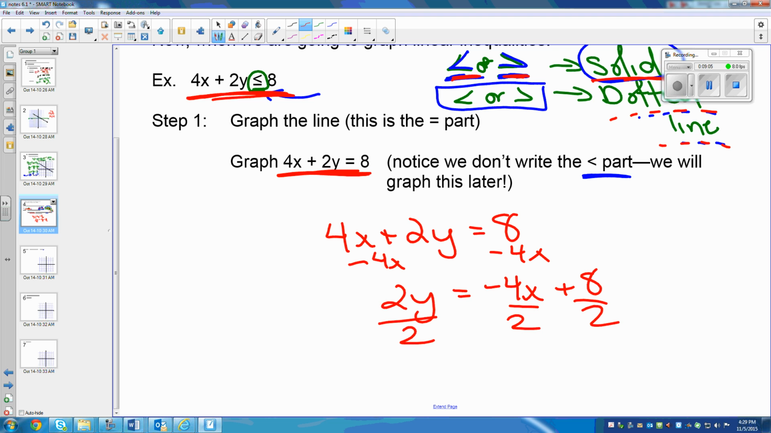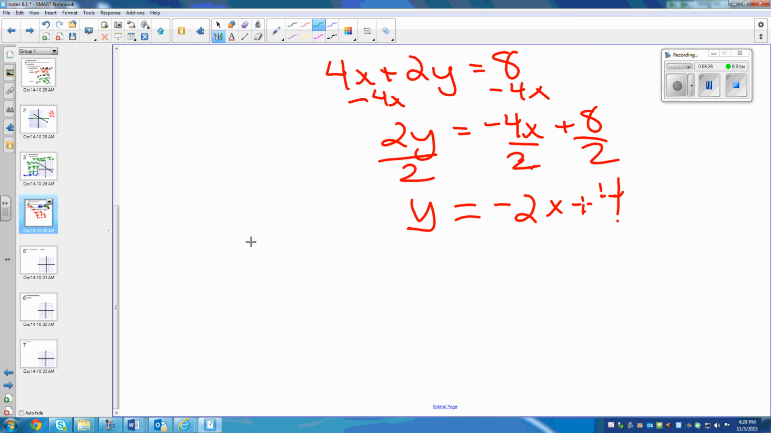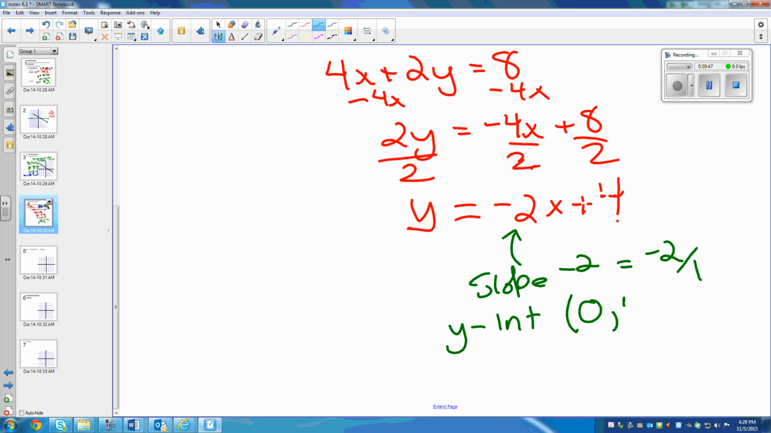And then to get y alone, I divide by 2. So I get y is equal to negative 1/2. Sorry, let's go back and do my math proper. 4 divided by 2 is negative 2x plus 4. What kind of information is this giving us? Gives us our slope is negative 2, which really is negative 2 over 1. So I'll rise a negative 2 and I'll run a 1. And my y-intercept is plus 4. So that's when x is 0, y is 4. Okay?